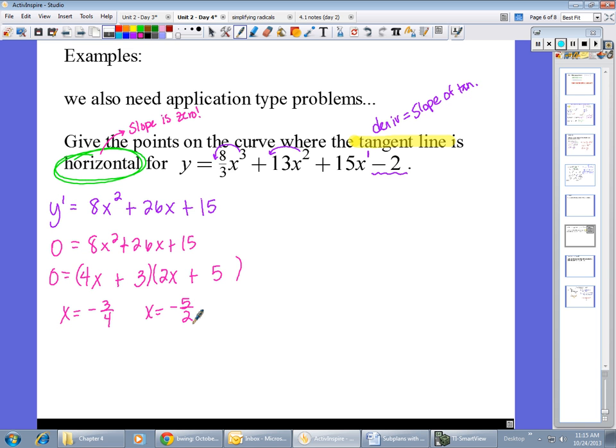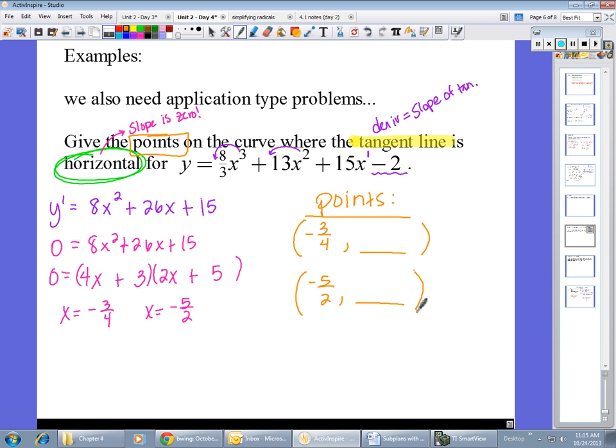So now go back and say, have I answered the question? And you haven't, because the problem said give the points on the curve. So if you have to give the points, that means you need the full ordered pair. So if x is negative 3/4, you need to know the y value. And if x is also negative 5/2, you need to know that y value as well.